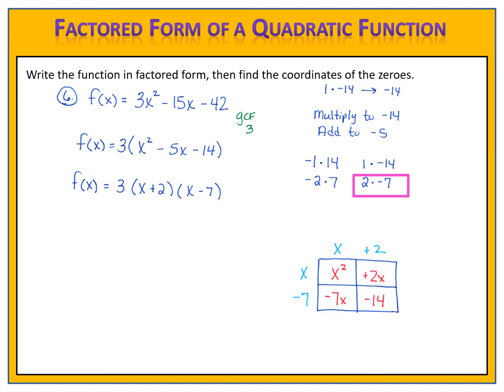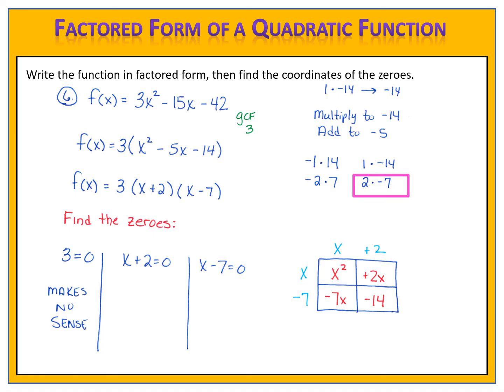Now we want to find the zeros. Once again, we take each of the 3 factors and set them equal to 0. The first one says 3 equals 0. That makes no sense, so there's no zero to find there. The next one says x plus 2 equals 0, and we solve to find that x equals negative 2. The last one says x minus 7 equals 0. We solve to find that x equals 7.